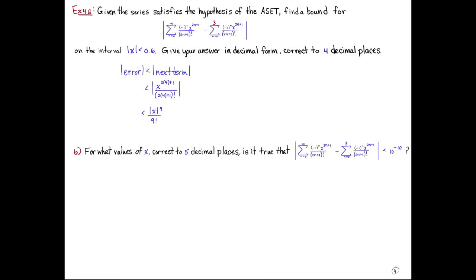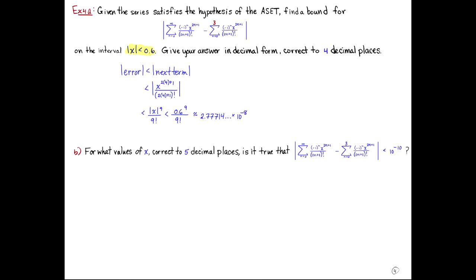We're given that the absolute value of x has to be less than 0.6. Subbing that into our inequality, we have the absolute value of x to the 9th over 9 factorial is less than 0.6 to the 9th power over 9 factorial. This is approximately equal to 2.77714 times 10 to the negative 8.